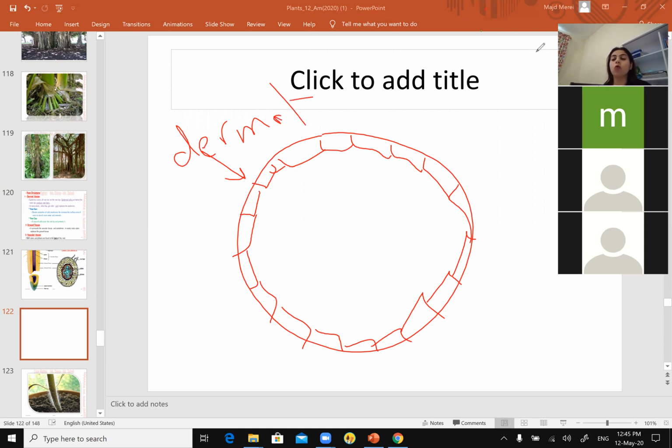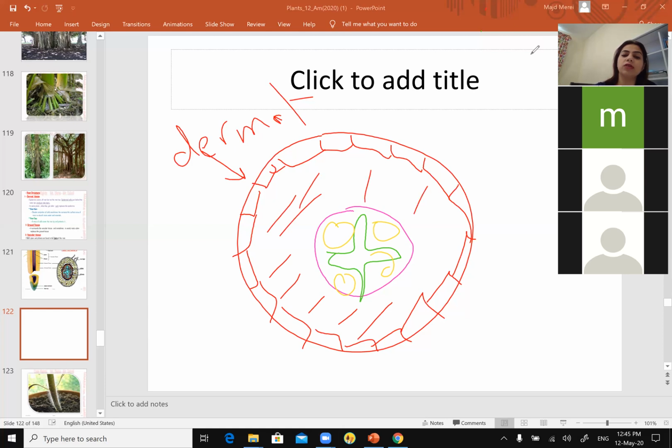Dermal tissue type. Where are the vascular tissues? In the core, the center. The one which is in the middle is the xylem. The xylem alternates with the phloem. What is surrounding the vascular tissues? The ground tissue. Okay, what are these slender projections from dermal? Root hair. The root hairs.